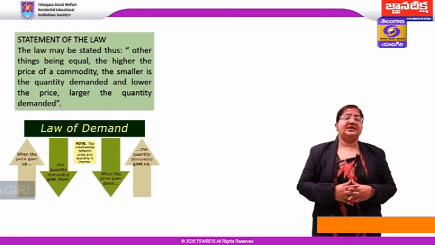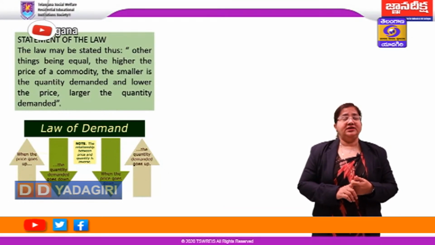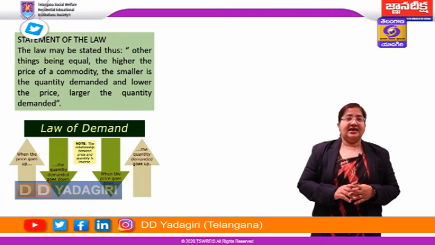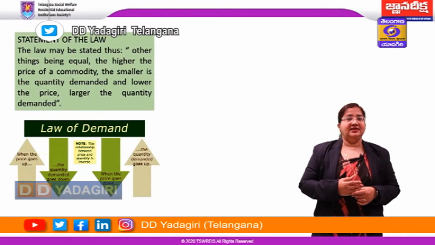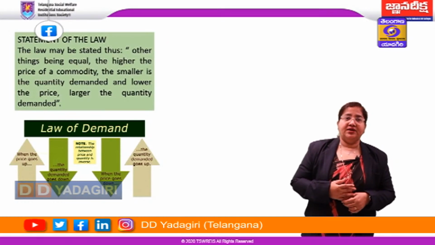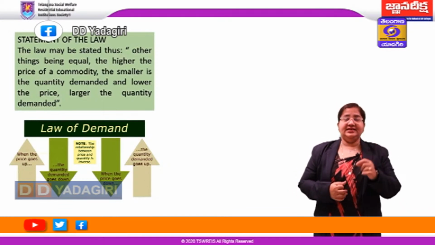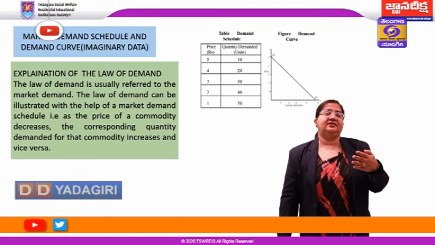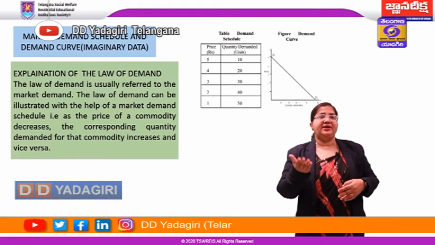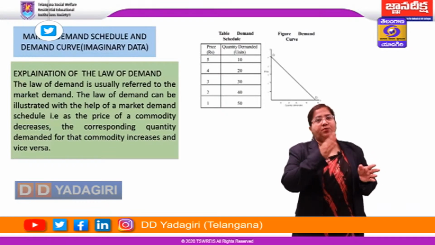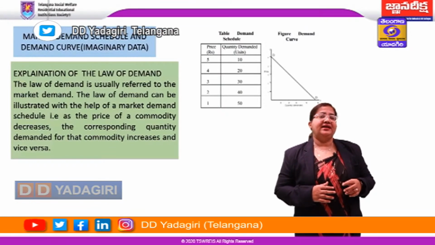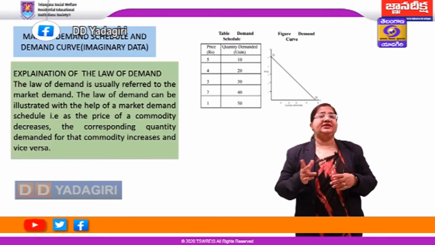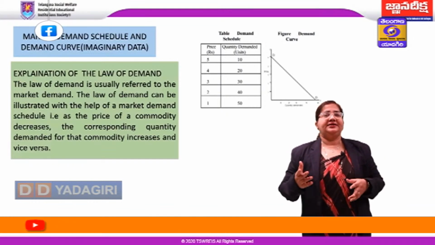Explanation of the law of demand is given here. The law of demand usually refers to the market demand. It can be illustrated with the help of a market demand schedule. That is, as the price of the commodity decreases, the corresponding quantity demanded increases, and vice versa. You can see here the market demand schedule and market demand curve. In the schedule, when the price decreases, the demand for the commodity increases, and the same points plotted graphically give the demand curve, which is downward sloping from left to right, indicating an inverse relationship between the price of the commodity and its demand.